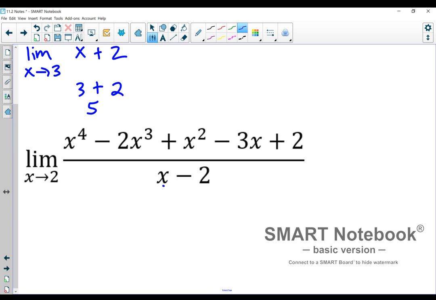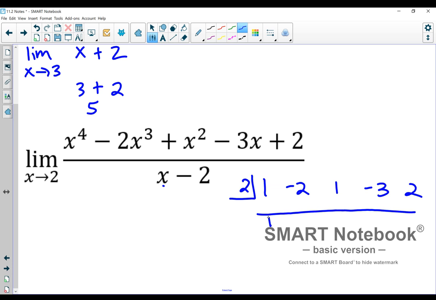I'm not really sure where to go with this. But it could be that the numerator is still something times x minus 2, right? X minus 2 might be a factor. And so a way that I can always figure that out is with synthetic. So I am going to divide my numerator by x minus 2. So I'm going to use a positive 2 here, and then my coefficients would be 1, negative 2, 1, negative 3, 2. And then we'll go through and do our synthetic.